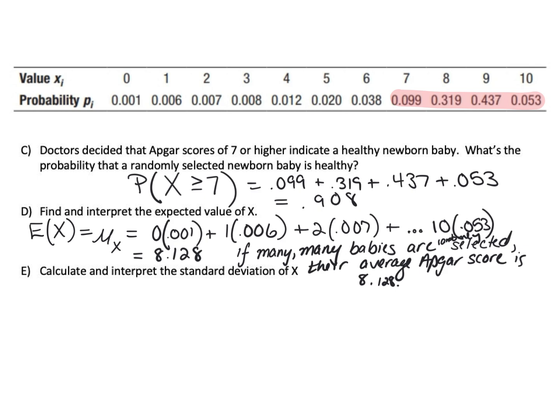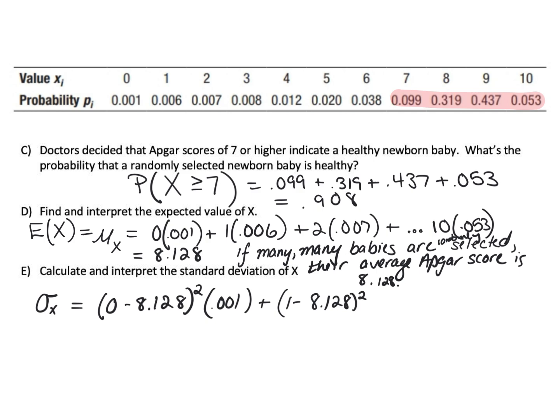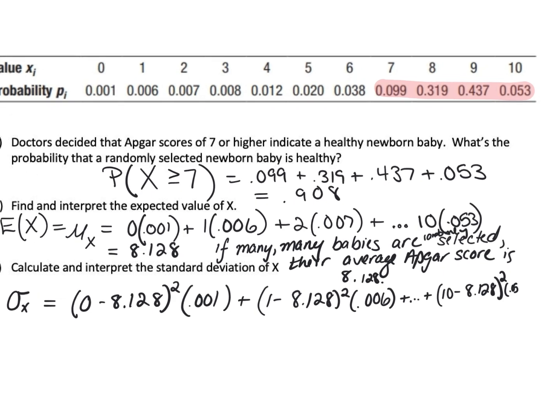I'm using sigma, and what do I do? I take each value, I subtract the mean, I square it, times the chance of it occurring, plus the next value, subtract the mean, square it, times the chance of it occurring. Again, I'm going to kind of cheat here with my notation, or be smart about it would probably be a better thing to say, rather than writing it all out. Go up to 10 times the chance of it occurring. See, I'm kind of out of space here.